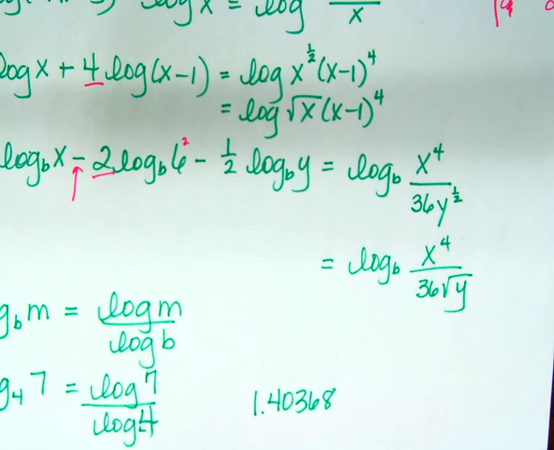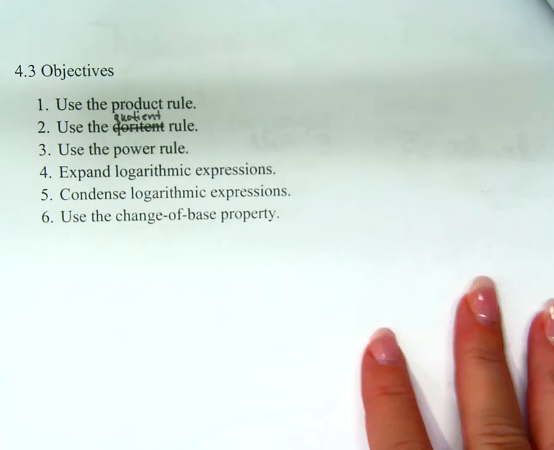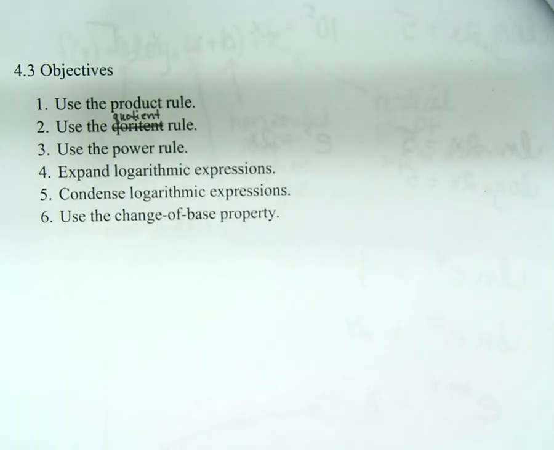Any more questions? We good with 4.3? You feel like we covered all the objectives? Let's look over them just to make sure. Where's my objectives? Here they are. Product rule. You okay with that? Quotient rule. Power rule. Expanding and condensing. Change of base property. Good?